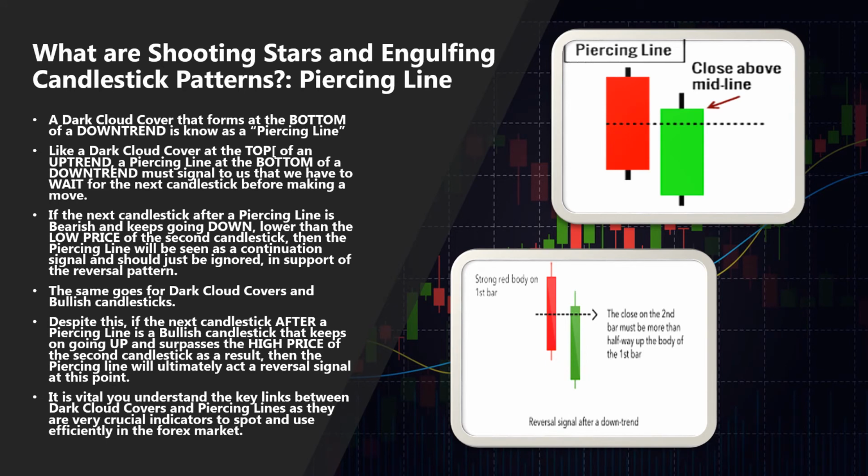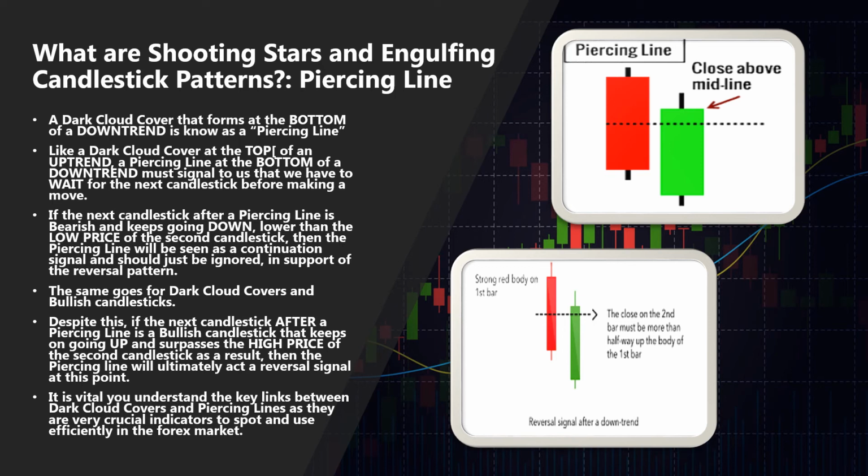4. Piercing line. A dark cloud cover that forms at the bottom of a downtrend is known as a piercing line. When you see a dark cloud cover at the top of an uptrend or a piercing line at the bottom of a downtrend, you have to wait for the next candlestick. If the next candlestick after a dark cloud cover is a bullish candlestick that keeps on going up and goes higher than the high price of the second candlestick, then you should consider the dark cloud cover a continuation signal and ignore it as a reversal pattern.